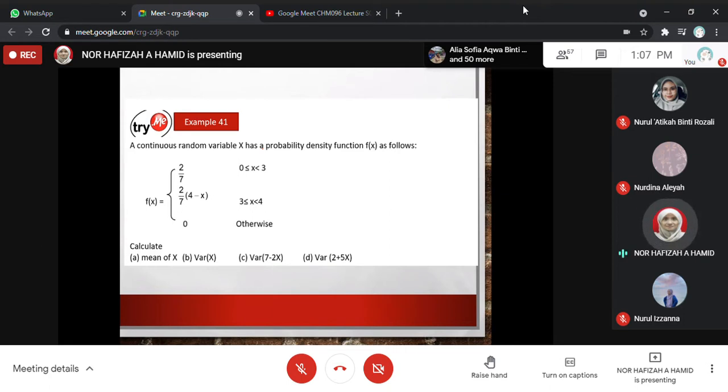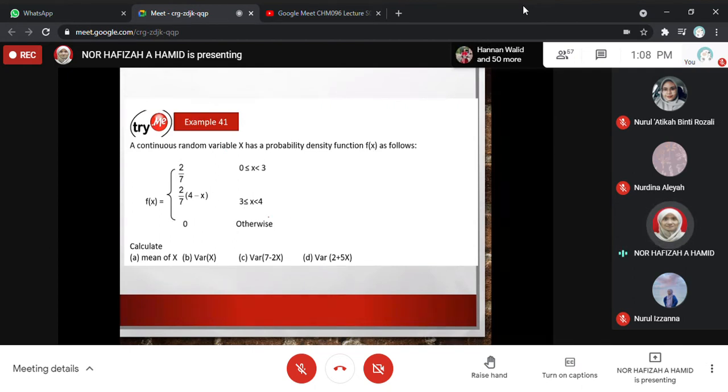Okay, so for example 41, this is a Chinese example. You are given a continuous random variable x with the probability density function. You are given two functions. Before this, we involved only one function for variance, so this example is given in terms of two functions. The interval we have is 0 until 3, and another one from 3 until 4.